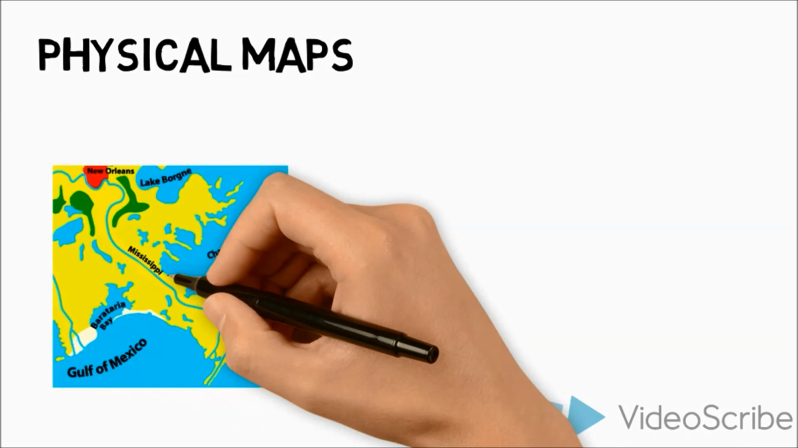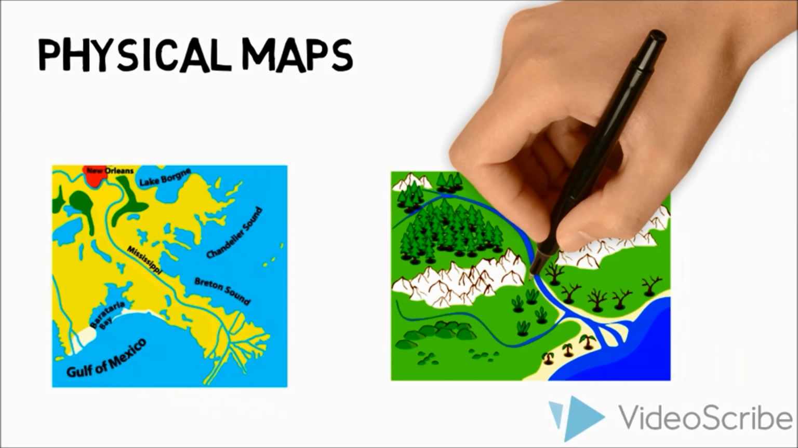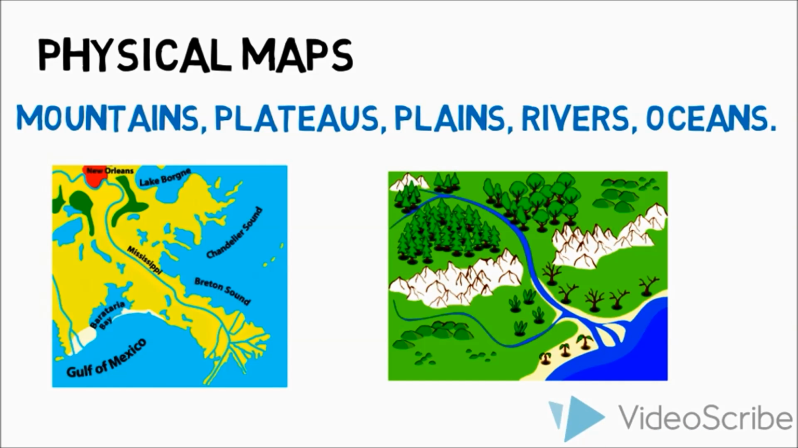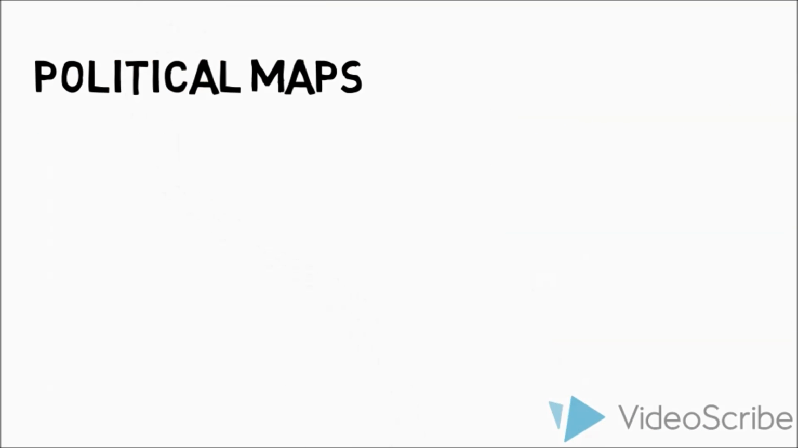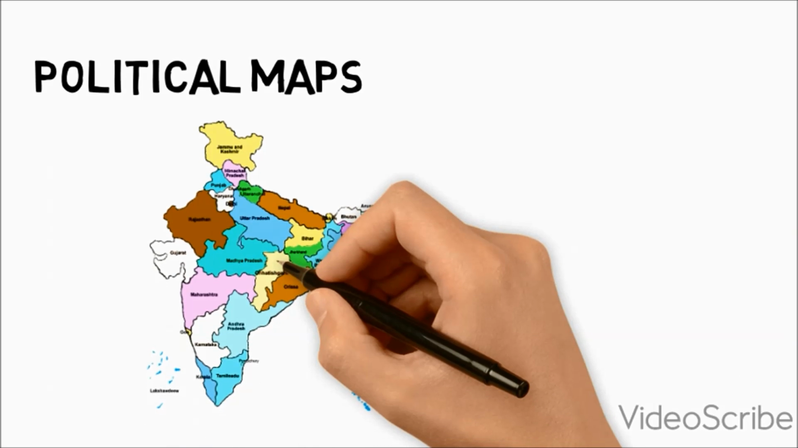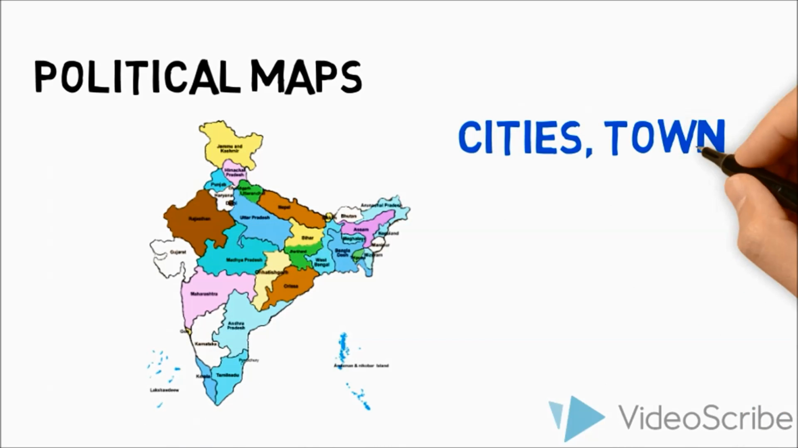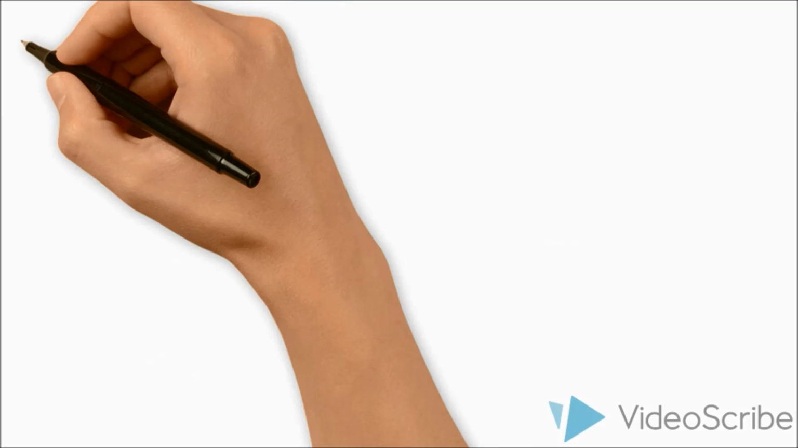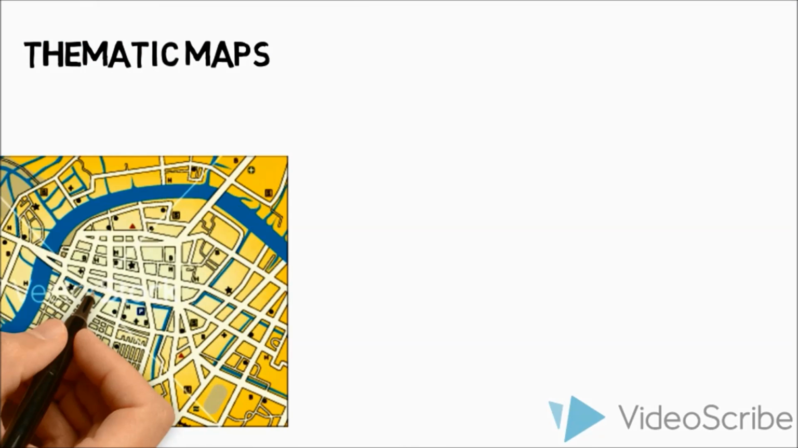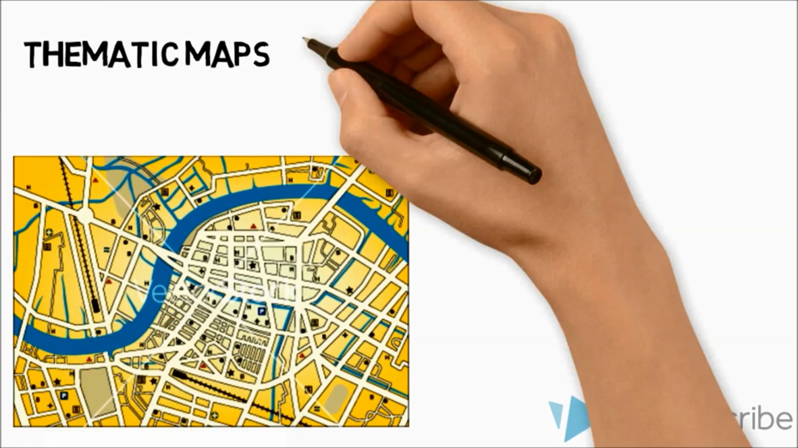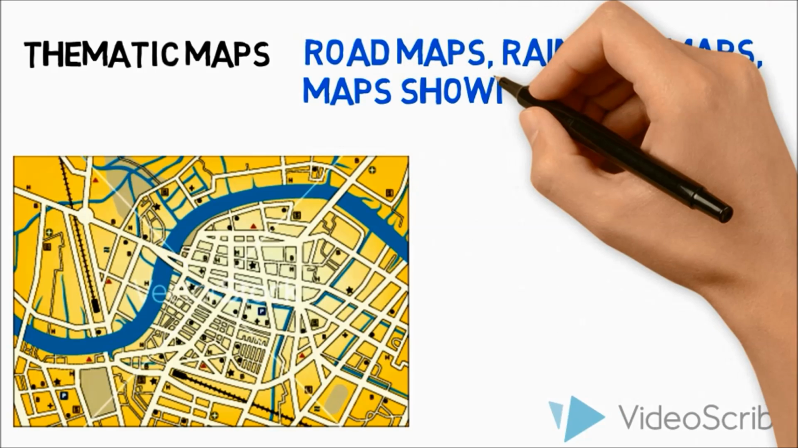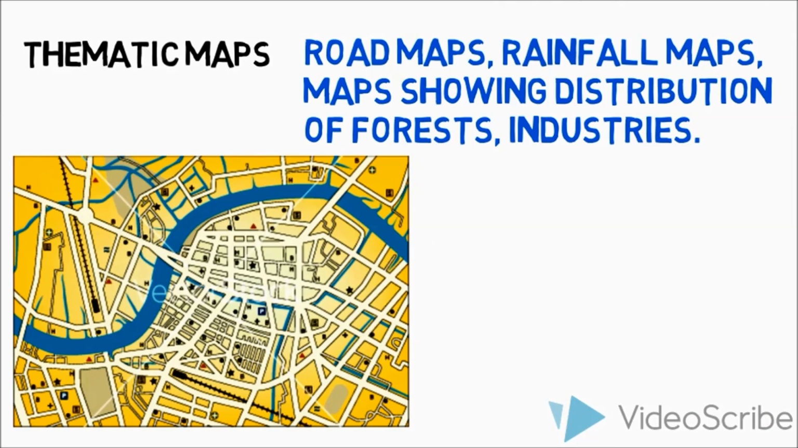1. Physical maps. Maps showing natural features of the Earth such as mountains, plateaus, plains, rivers, oceans, etc. are called physical or relief maps. 2. Political maps. Maps showing cities, towns and villages, and different countries and states of the world with their boundaries are called political maps. 3. Thematic maps. Some maps focus on specific information, such as road maps, rainfall maps, maps showing distribution of forests, industries, etc. are known as thematic maps.